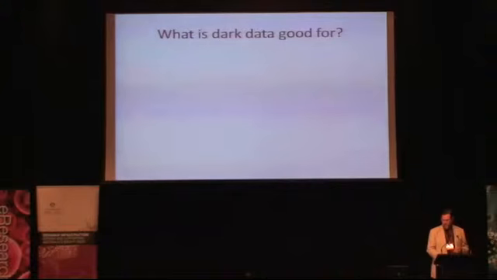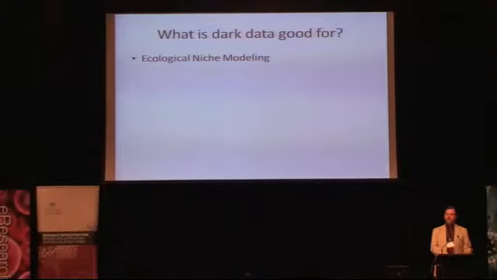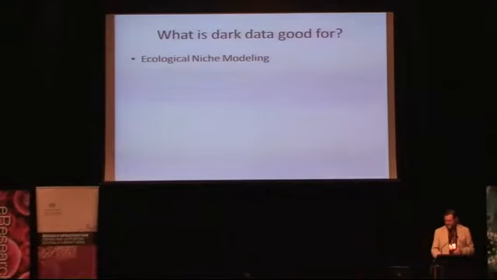Okay, so what is dark data good for? I gave you a preview of that. Things like ecological niche modeling. So the ability to take ground truth data about where species are now or where species were in the past, combine it with our weather data, and predict where the area that species are in now, but more importantly, where the species will be later as rainfall changes, as temperature changes, as other things change.